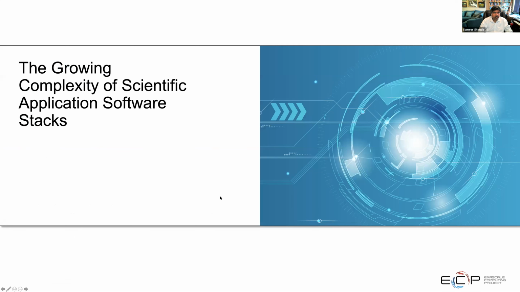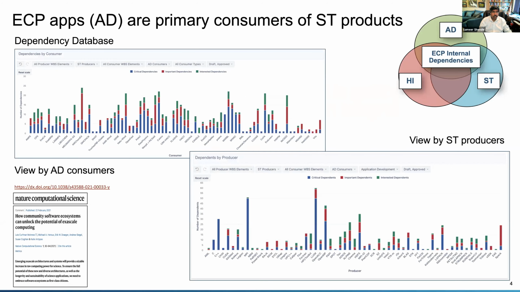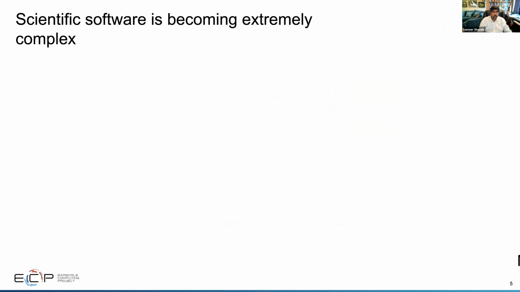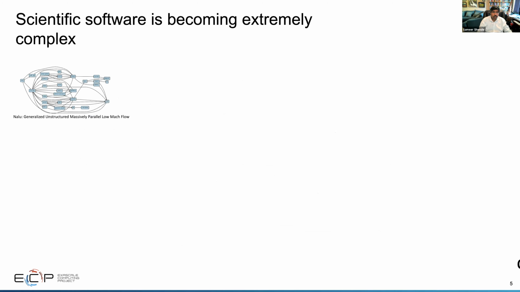So we all know about the growing complexity of scientific application software stacks. And as our software gets more complex, it's getting harder and harder to install tools and libraries correctly in an integrated and interoperable software stack. You can see here the ECP applications that are primary consumers of ST products and which products are very relevant over here. And you can see in the case of Nalu, this is just a graph of the dependencies. The graph is getting more and more complex.